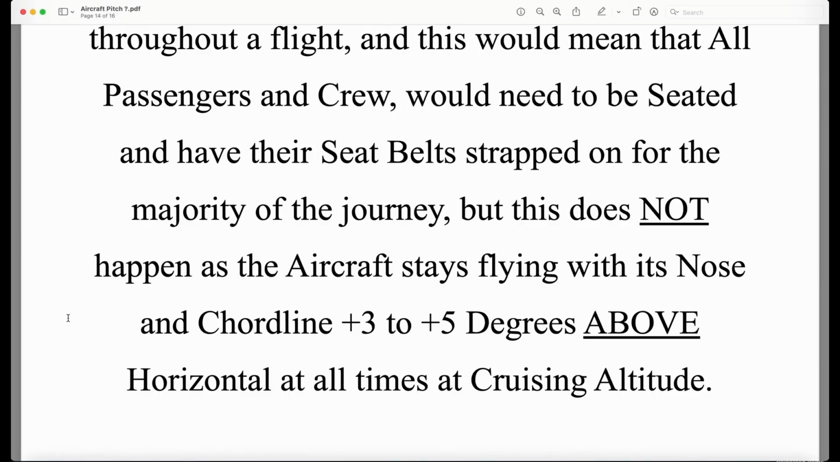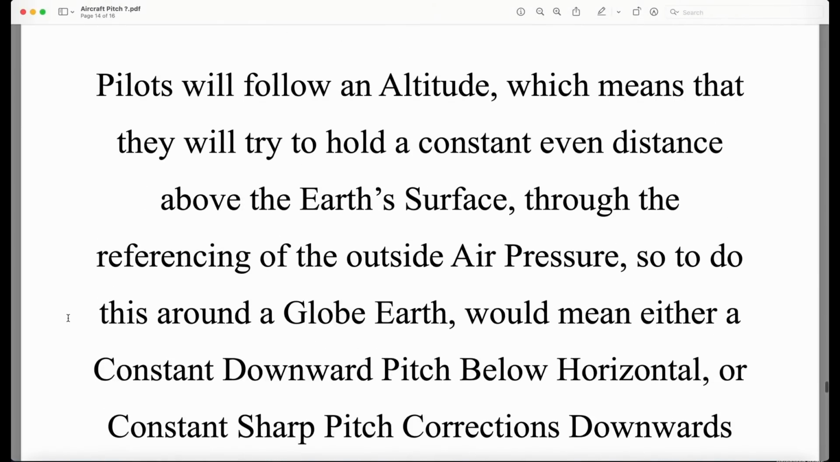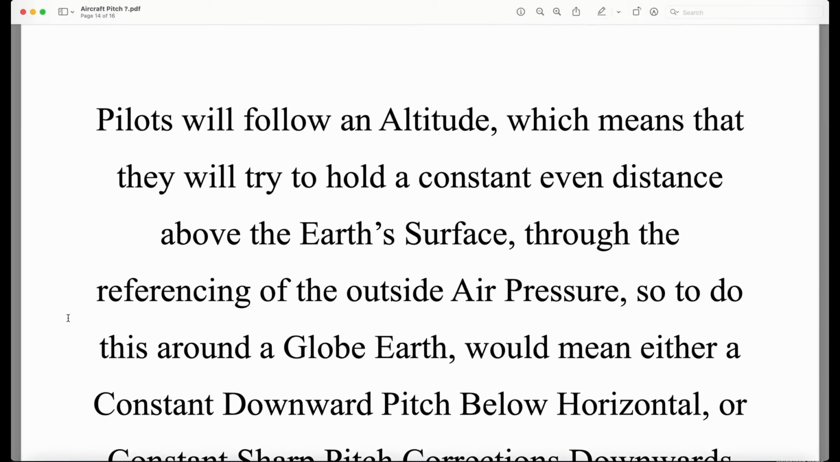So what this means is pilots follow an altitude, but above a globe earth, the altitude would have to be constant, right? And so to fly around the globe earth and follow an altitude would mean that you'd have to constantly be pitching down below horizontal. That's the only way you can do it.